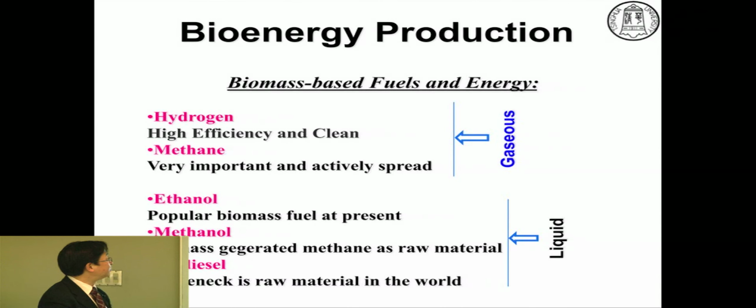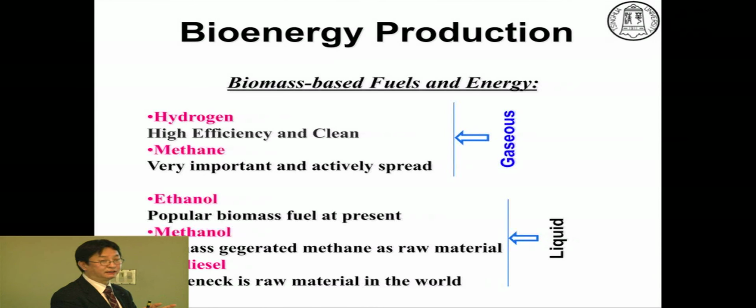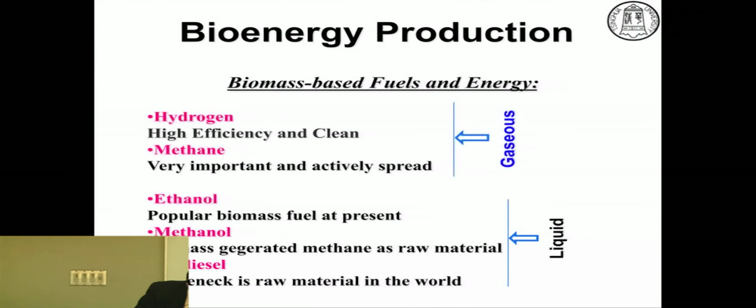Compared with the original methane fermentation, they can shorten the fermentation time. And second, they can enhance the total energy recovery ratio from almost 40 to 46% up to 55%. So these are very important technologies. If we combine hydrogen fermentation with the traditional methane fermentation, firstly we can finish the fermentation in a short time. Secondly, we can get more energy from the biomass materials.